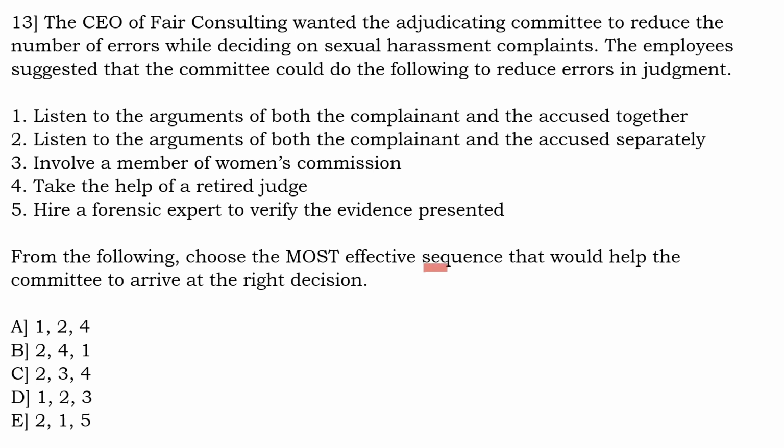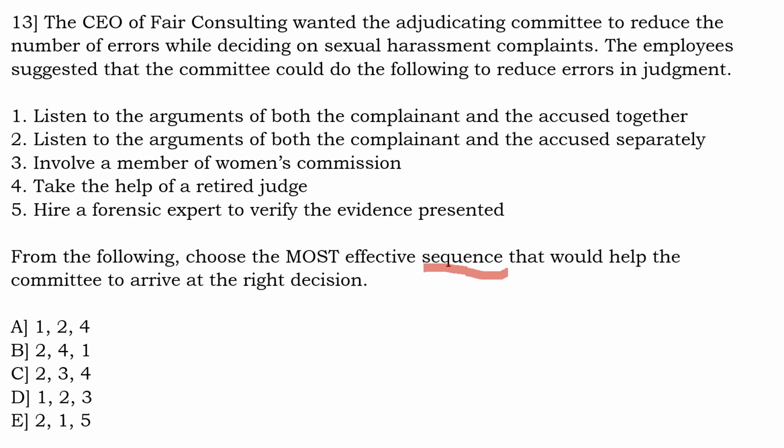So here you have to arrange these 5 strategies in the correct sequence, where something which is the most important should come first, and something having lesser importance should come second. So like that you have to create a sequence. Strategies which are going to be most effective should come first. Something that is going to be least effective should come last in deciding on the genuineness of the sexual harassment complaint, so that the thing is done in a fair manner by reducing the number of errors.